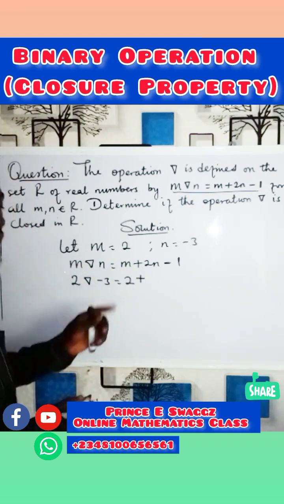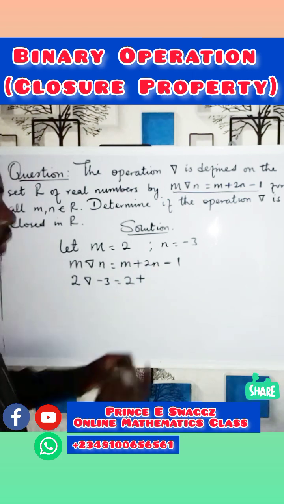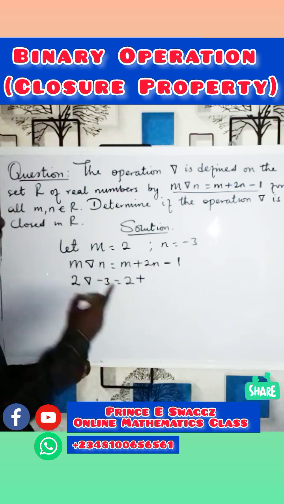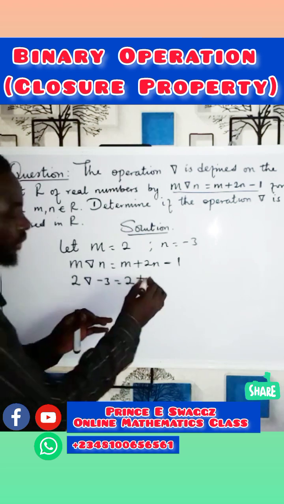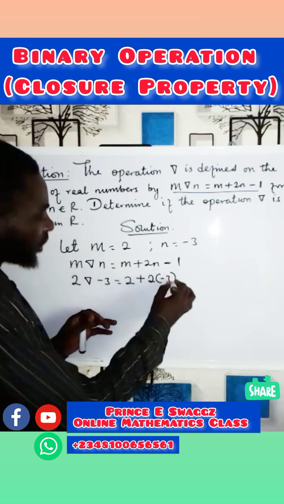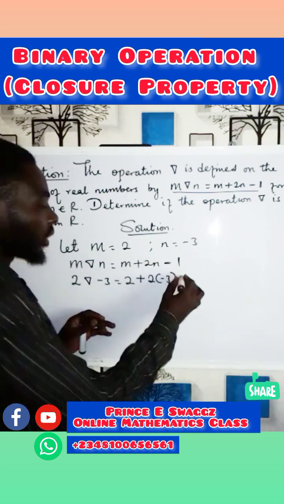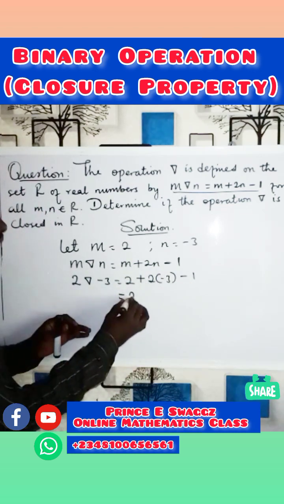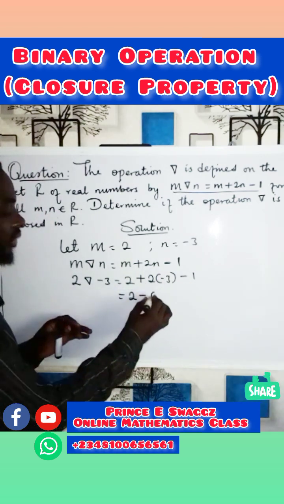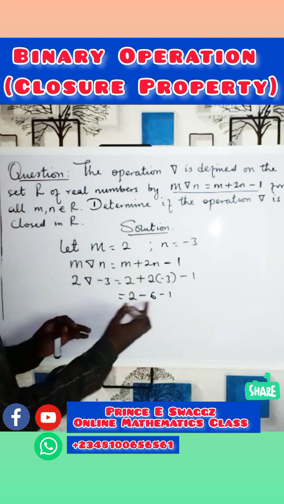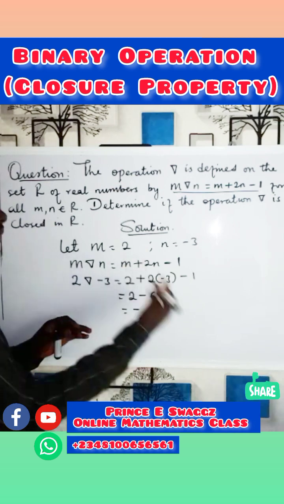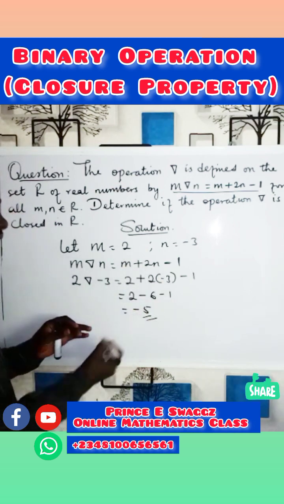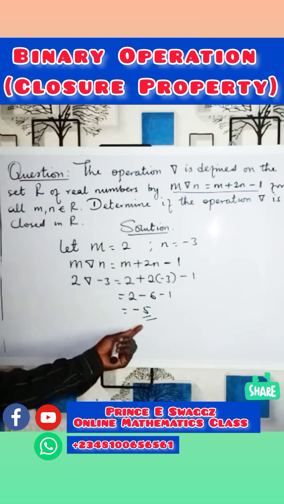Plus 2n. What connects the 2 and n together is times. So our n here is minus 3: 2 times minus 3. Then minus 1, that is the constant. So 2 plus, this multiplied by this gives minus 6, minus 1. And 2 minus 6 is minus 4. Minus 4 minus 1 is minus 5. Now, this is our answer.